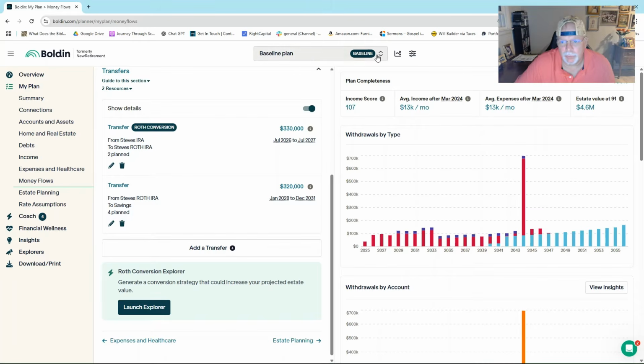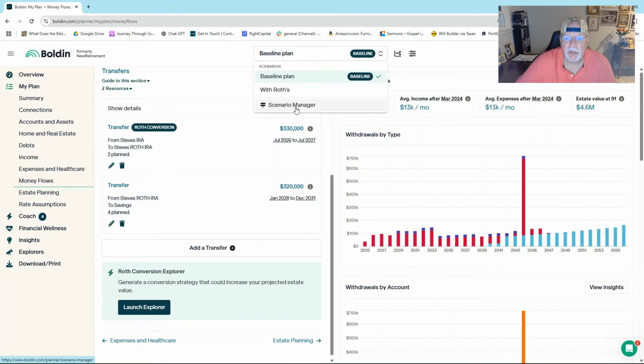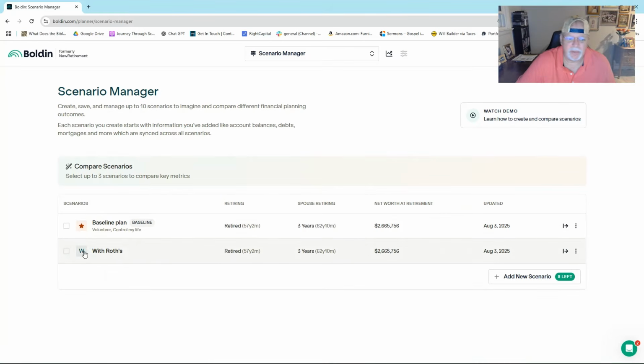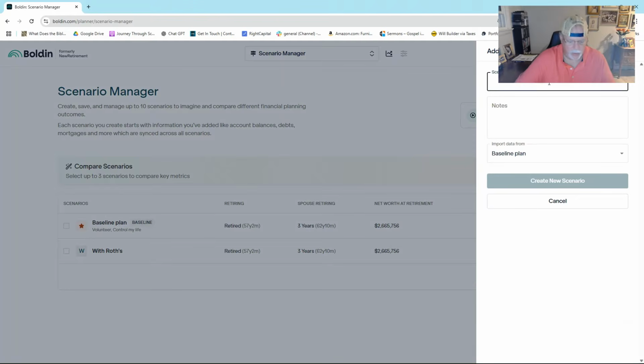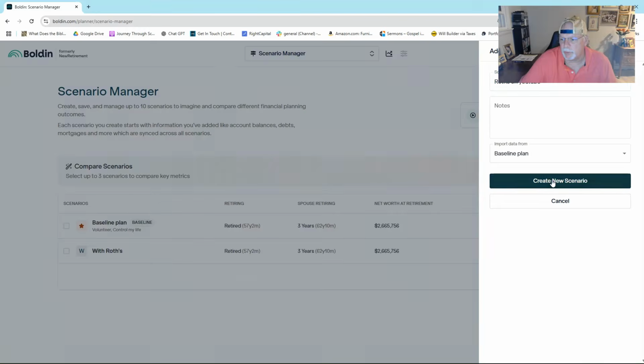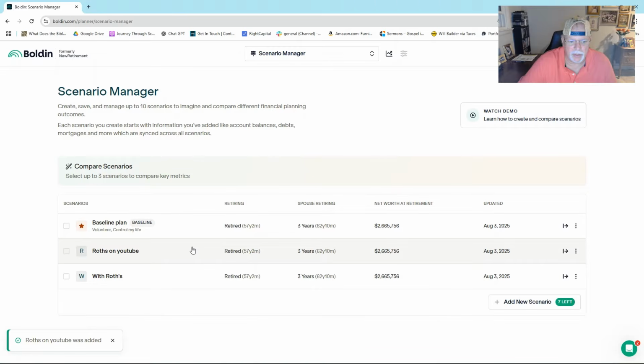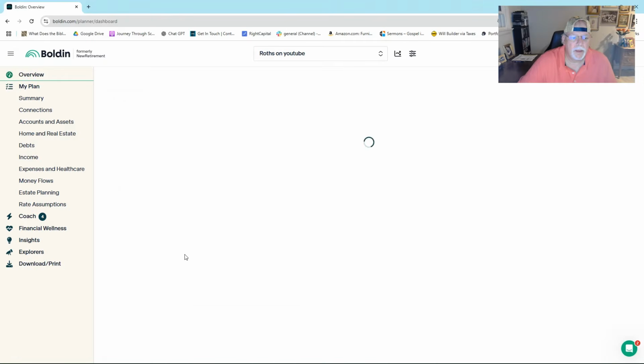Awesome. So the first thing I'm going to do, because I want to keep this plan safe and intact, is I want to copy it. So that's what I'm going to do. Go to scenario manager, and you'll see I've done this already to try this, to see what would happen. Duplicate scenario. We're going to call this Roths on YouTube, whatever. And this is cool. Like this makes you feel so comfortable just doing whatever the heck you want. You're probably not going to break anything. So I'm going to hit this, go to scenario.